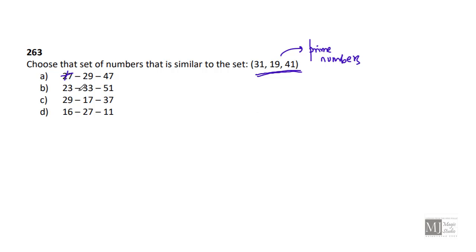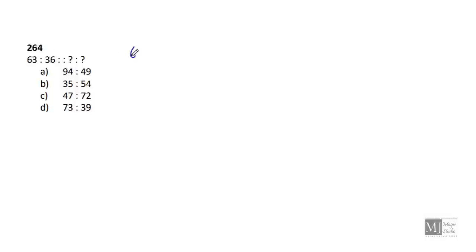27 is not a prime number, 33, 51 are not prime, 16 is not prime. In option C, 29, 17 and 37 all are prime numbers. And over that, the middle one is the smallest. To the left is greater than the middle one, and to the right is greater than the left one. So I've got two similarities. Option C fits in.